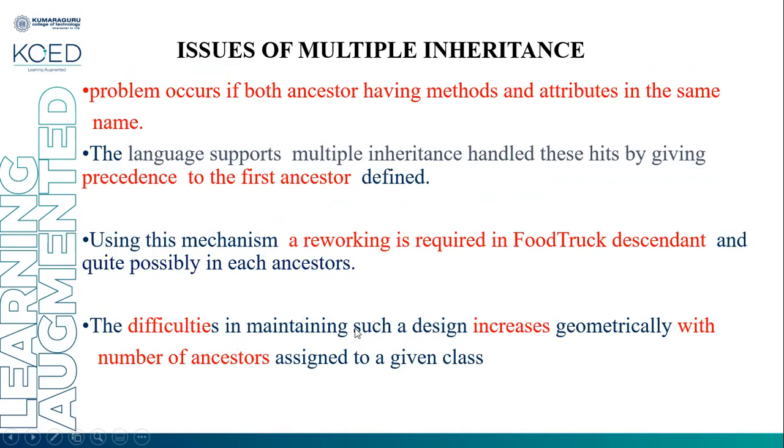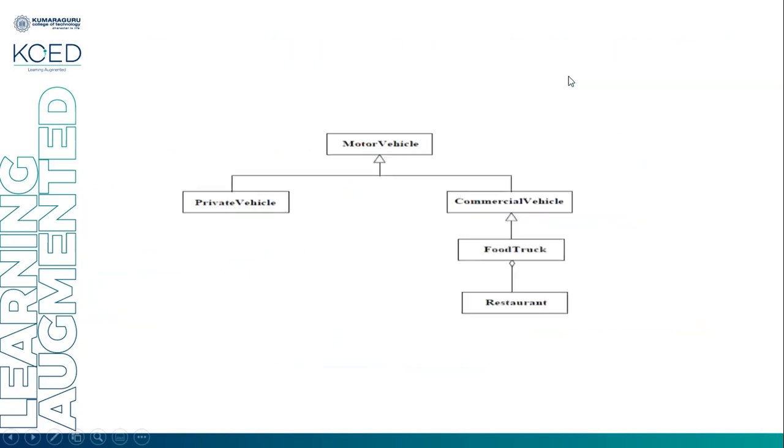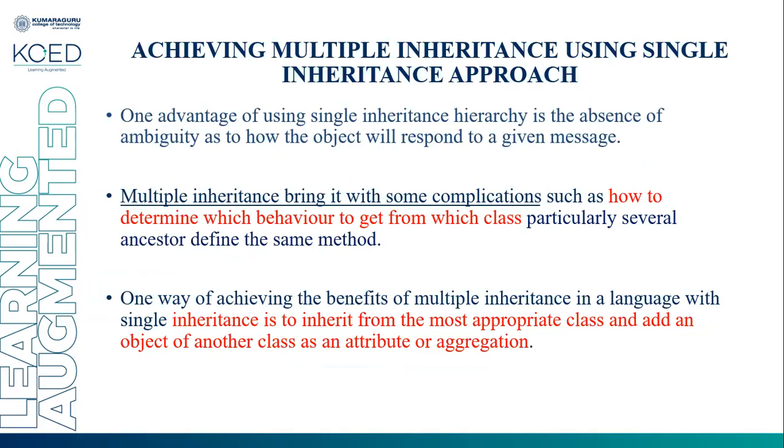The difficulties in maintaining such a design increase geometrically with the number of ancestors assigned to the given class. So this is the problem in multiple inheritance. So how to handle this? Achieving multiple inheritance with the help of single inheritance is the only solution.